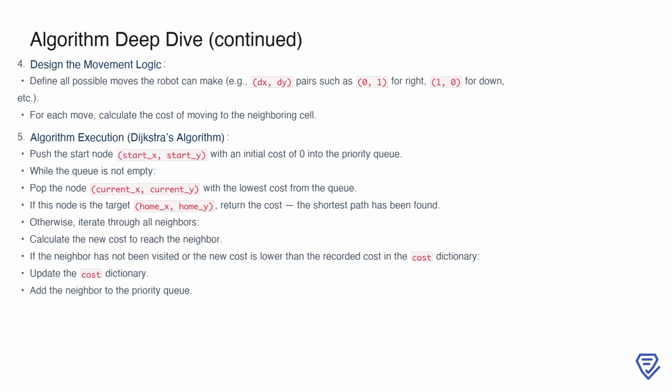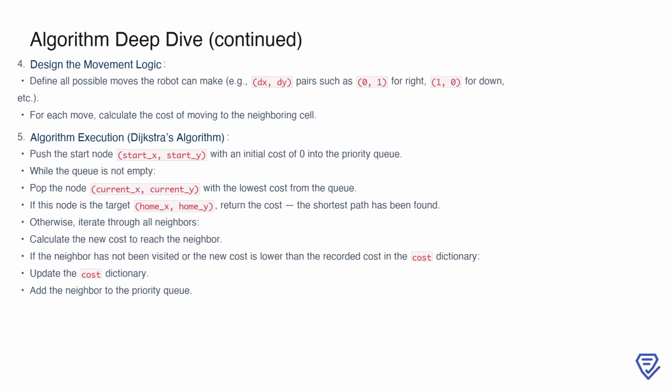Next, we design the movement logic for the robot. The robot can move in multiple directions, so we define all possible dx, dy pairs that represent these moves. For example, 0, 1 represents moving right, while 1, 0 represents moving down. For each move, we calculate the cost of transitioning to the neighboring cell. With this movement logic in place, we can now execute the algorithm itself using Dijkstra's approach.